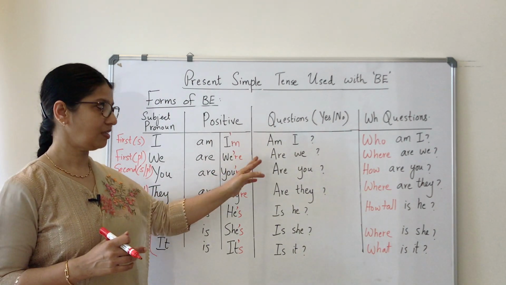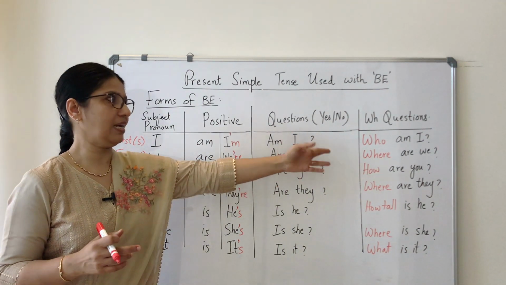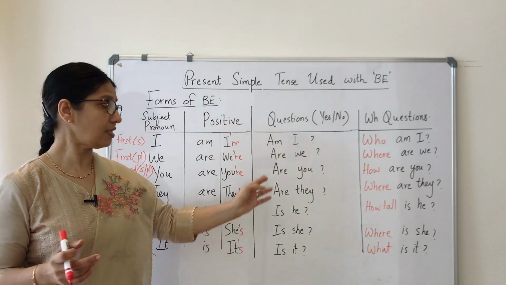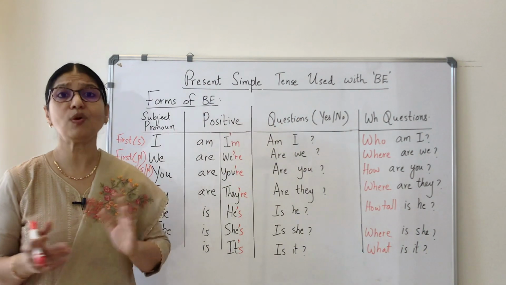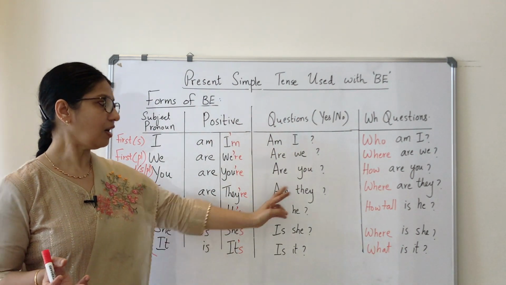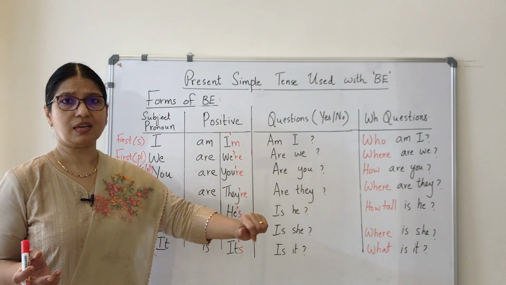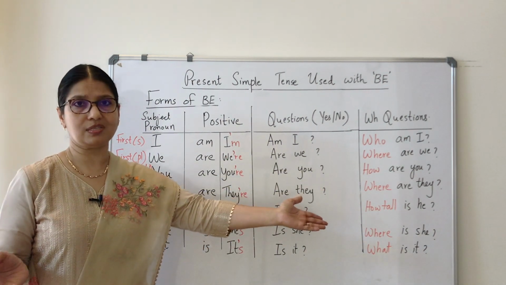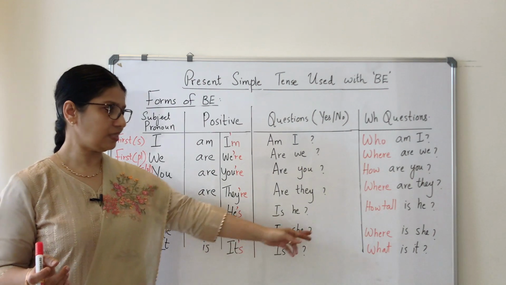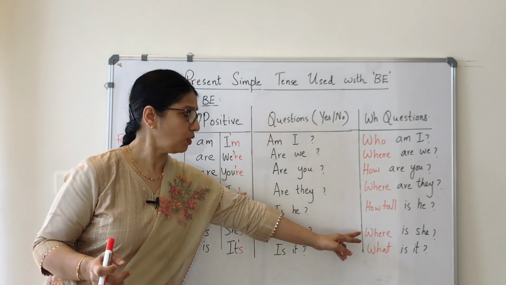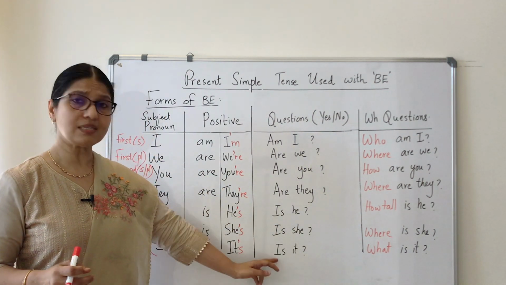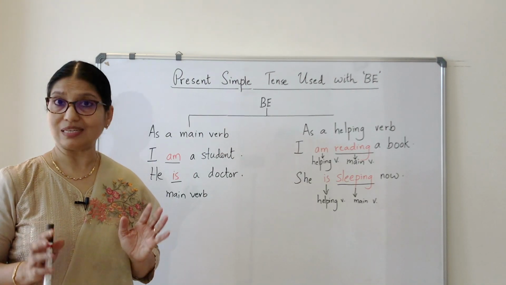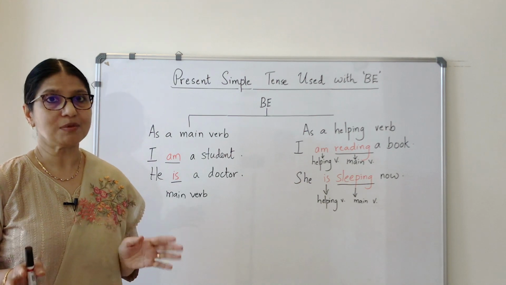The same here. Are we? And I can add this WH word there. Where are we? The next is are you? I gave you how are you? Then are they? It can be where are they or how are they? Is he? It can be how tall is he? Is she? I just added a WH question here. Where? Where is she? And is it? What is it?